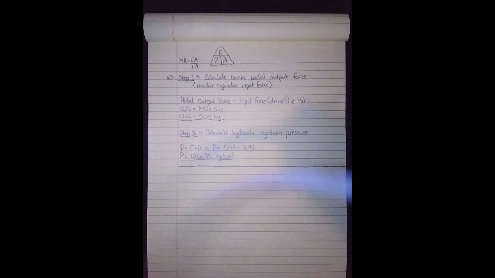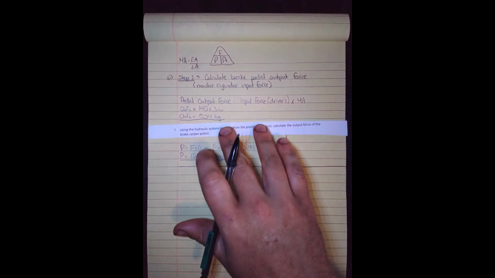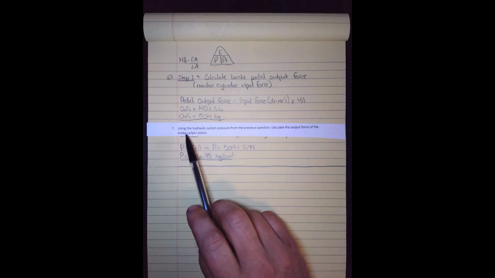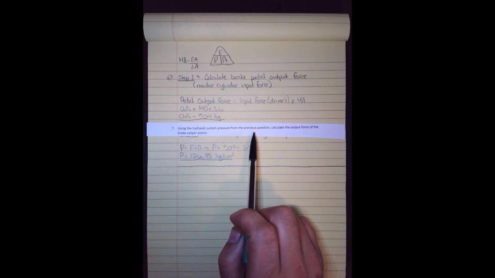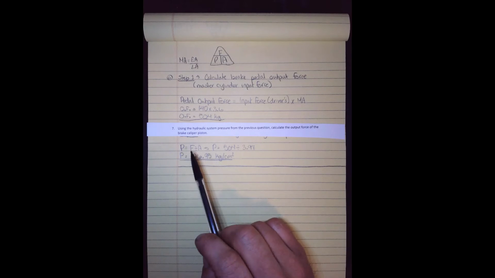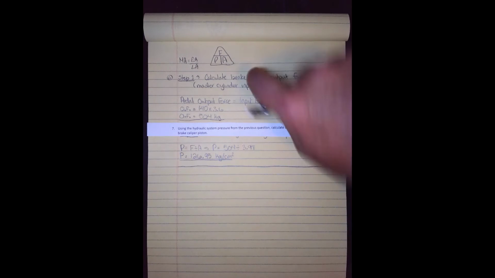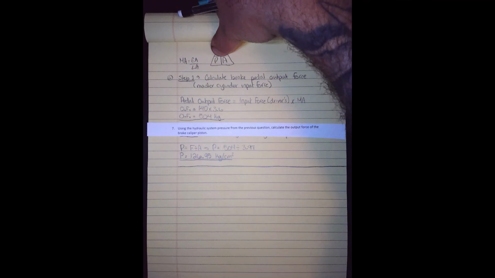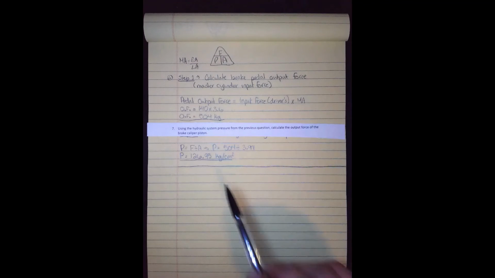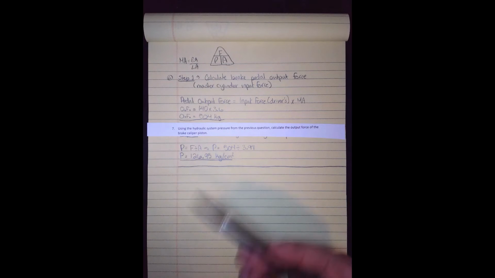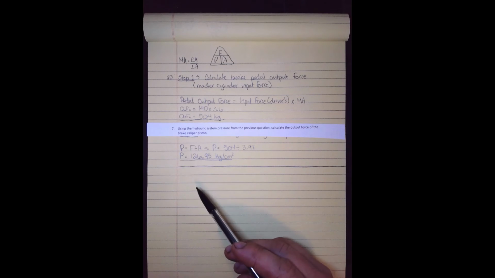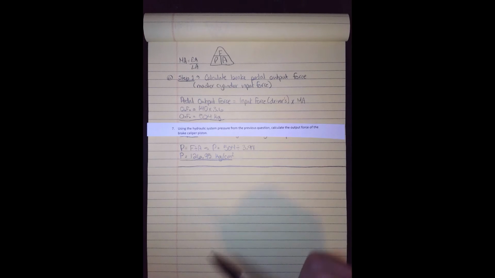Next, we're looking at question number 7. Second question in our metric side. It says, using the hydraulic system pressure from the previous question, calculate the output force of the brake caliper piston. So we've done this before. We're looking for a force, so we need a pressure and we need an area. There's only one step here because we just calculated the pressure, so we have that. And from our reference chart that we did before the first question, we know what the area of the brake caliper piston is going to be. So this is question 7.